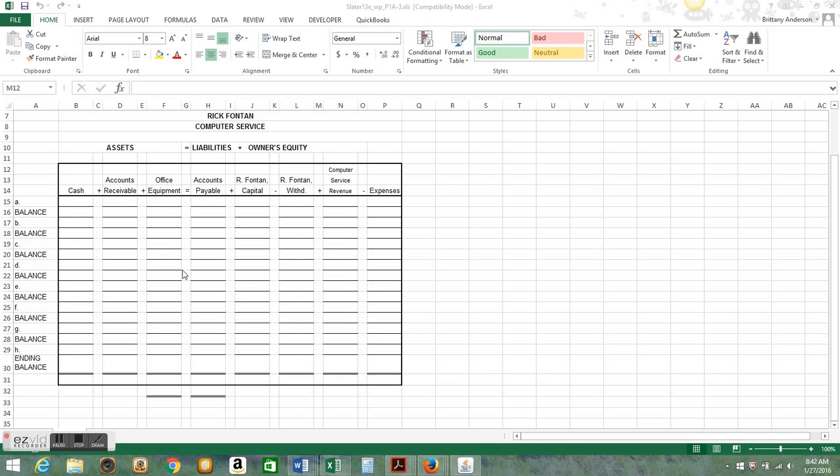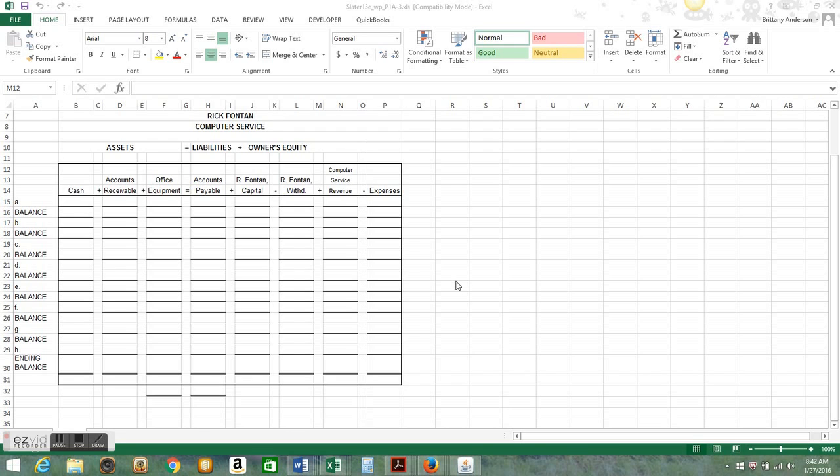Each of these lines does not necessarily mean that you're going to have something on each one of those lines. All we are looking at is our transactions. We're going to do analysis. What's happening? What accounts are involved? What's happening to those accounts? And where are we placing it in our accounting equation?